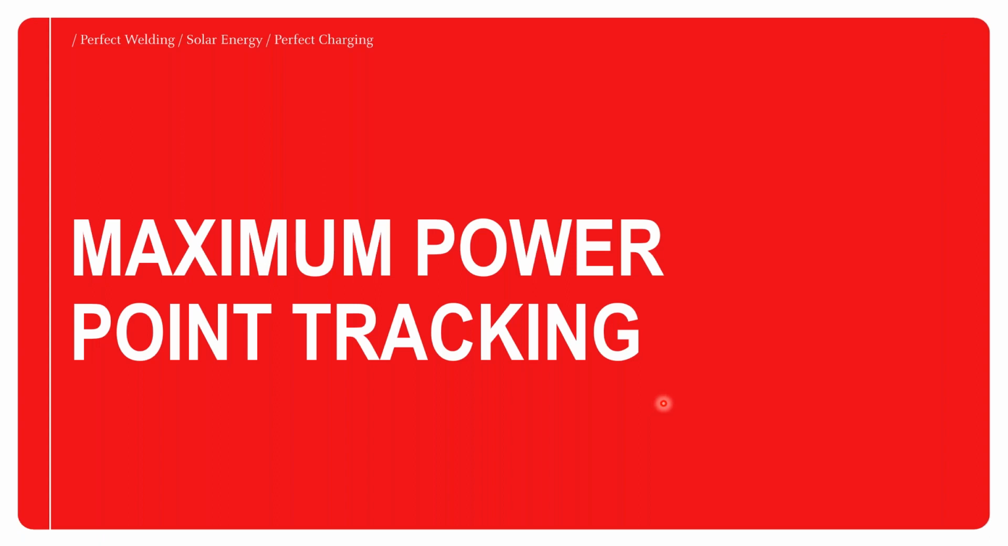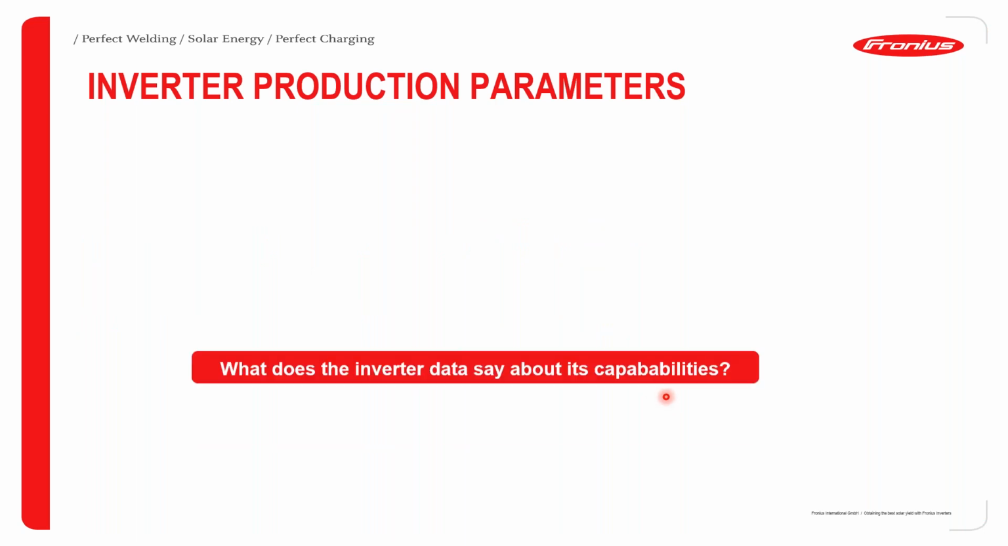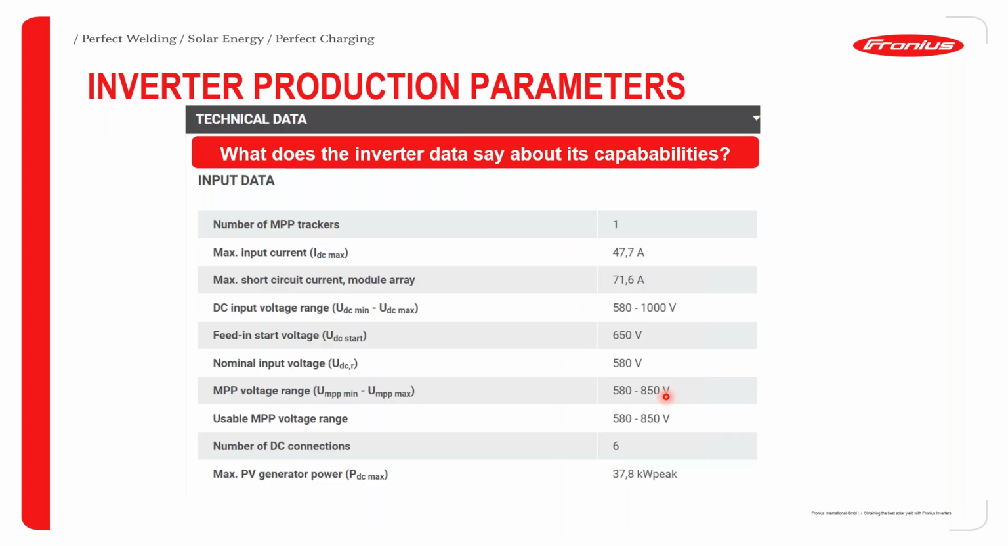Good. Now, how about maximum power point tracking? Before we go into that, let's take a look at a data sheet of 2 inverters manufactured by Fronius. First off, here is the Fronius Eco with its respective technical data, of which I'm going to be making reference to eventually.